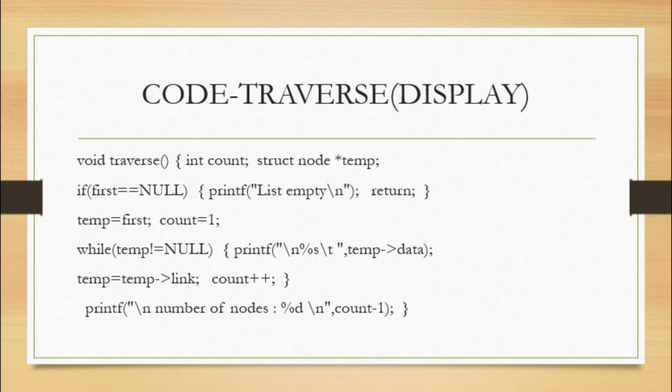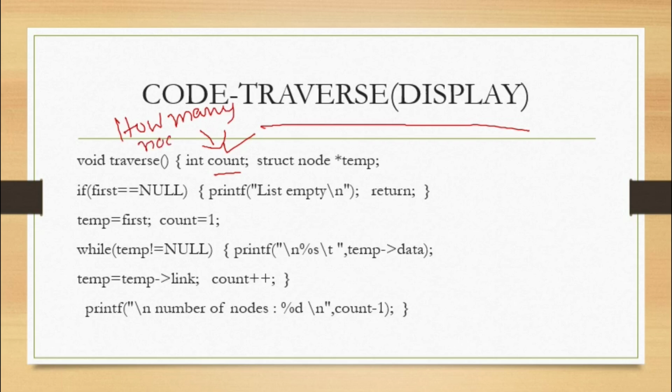Next is traverse, that is the display operation. First, here we will take one more variable, not a node variable. This simply tells you the count of how many nodes or elements are there.